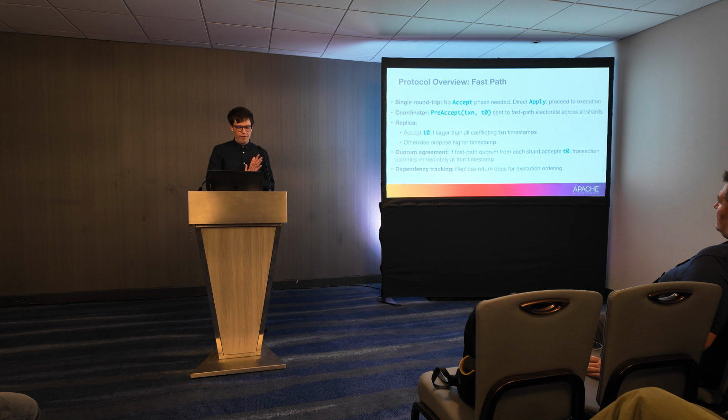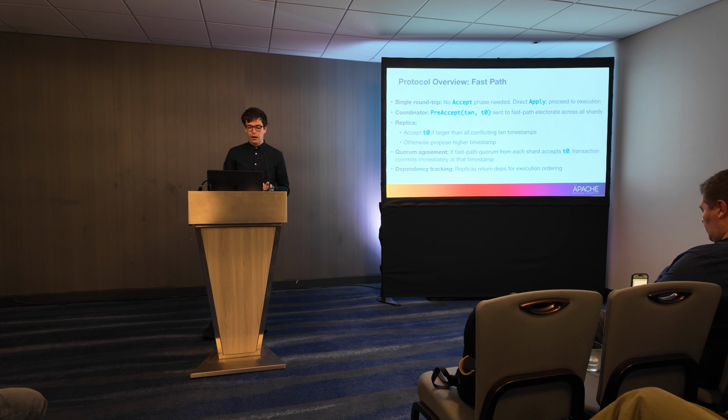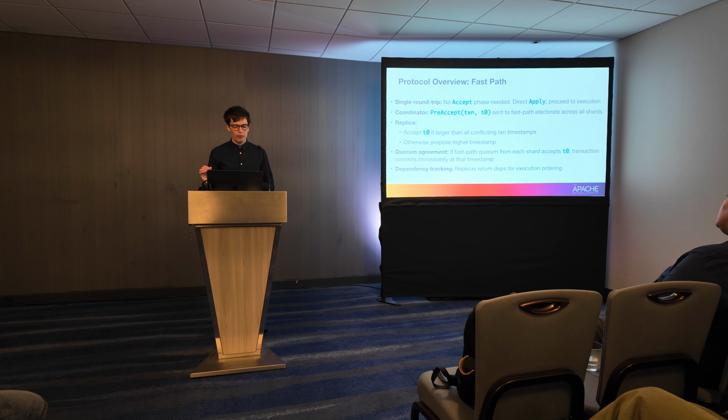The fast path: the majority of transactions in a cluster can take the fast path. In other words, we can skip the accept phase and go straight from pre-accept to apply. I will also try to make it more visual and intuitive. Fast path electorates are configurable, but for the purpose of this talk, let's just assume that it's going to be a full replica set. The coordinator sends a pre-accept with a transaction and a timestamp T0 to replicas across all relevant shards, not just one shard.